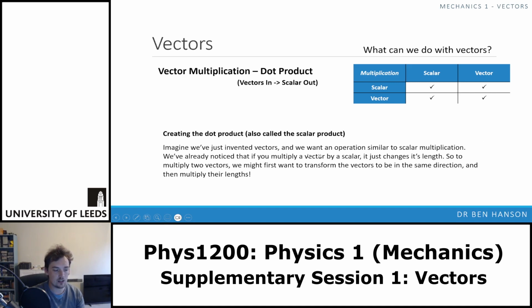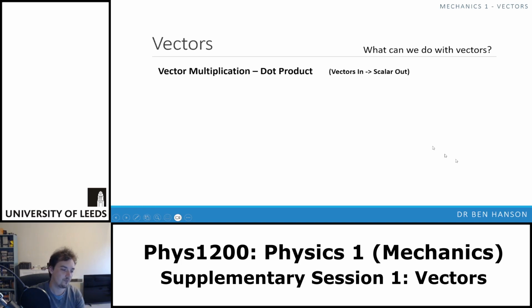We've already noticed that if you multiply a vector by a scalar, it just changes its length, increases it or decreases it. So to multiply two vectors together, we might first want to transform the vectors to be in the same direction and then just multiply their lengths together. Because then it's like multiplying two numbers together, right?